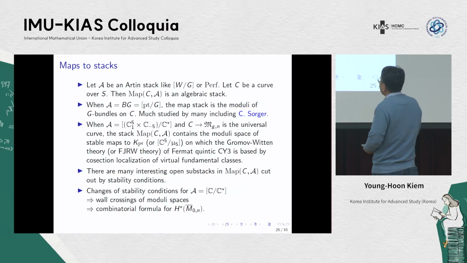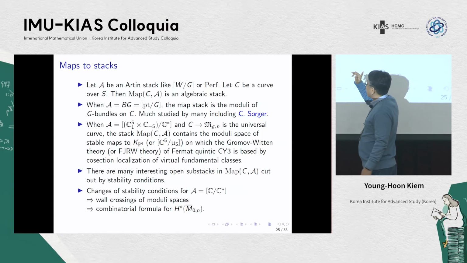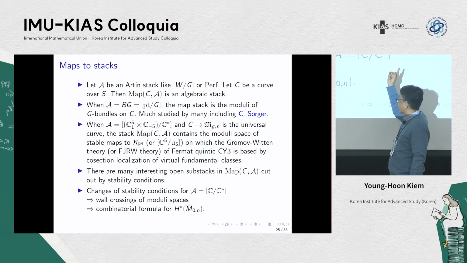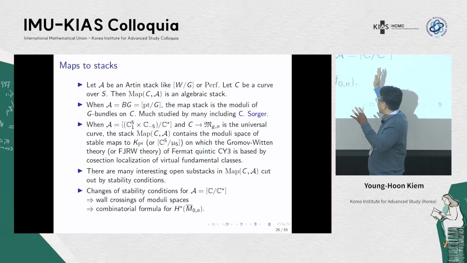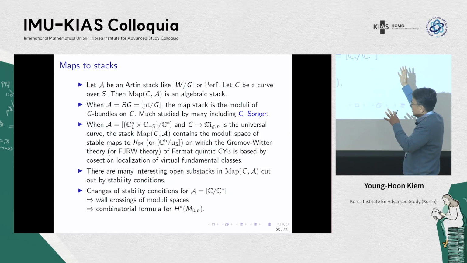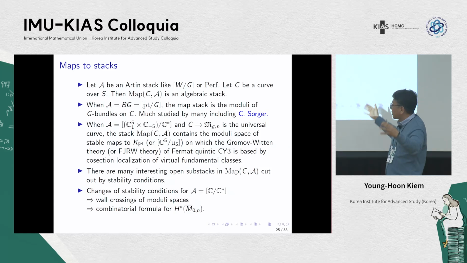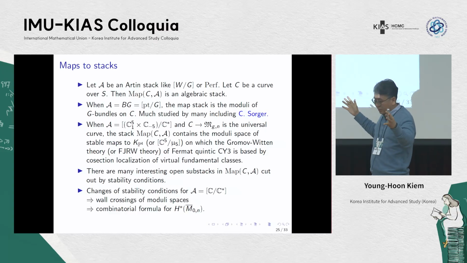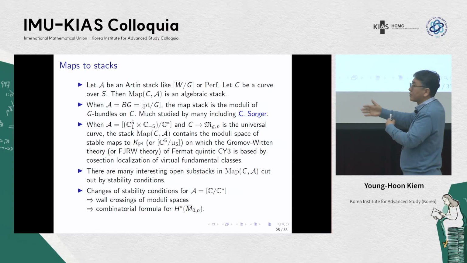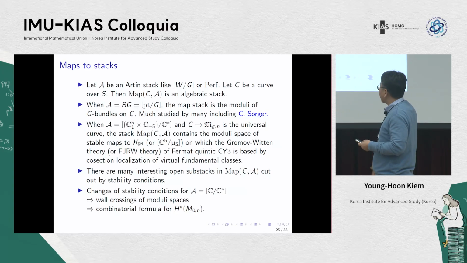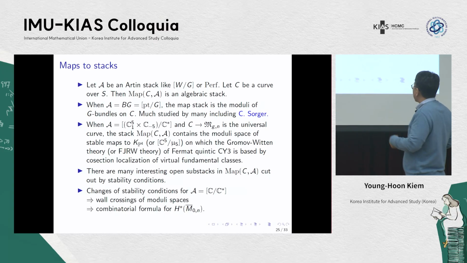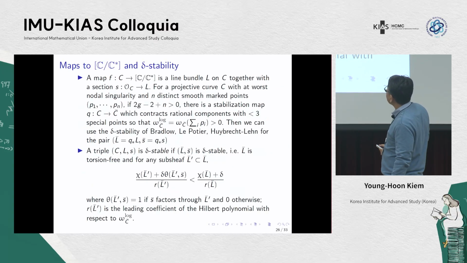So for our purpose, we think about only this Artin stack C mod C star, and the stack of maps from a curve to it. In that big map stack, there are many stability conditions. You can think about changes of stability conditions, think about wall crossings of the corresponding moduli spaces, and then they give us a combinatorial formula for the cohomology of M0,n bar.